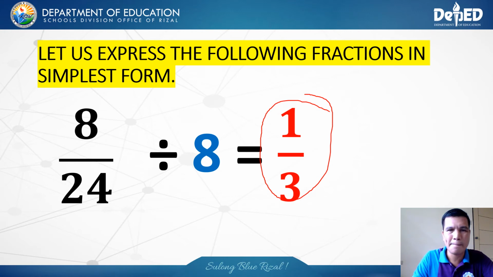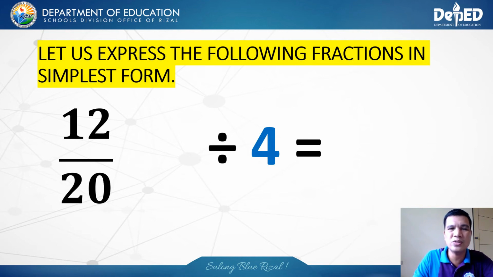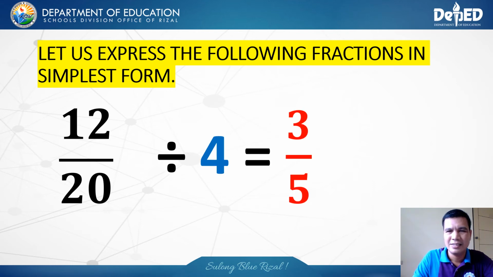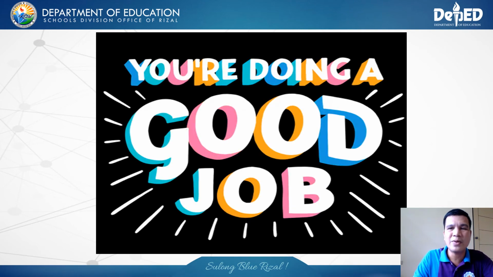Next, let us proceed. 12/20. Express it in lowest term. Okay, may nakakakuha na. Very good. So the GCF will be 4. That is the GCF and we are going to divide 4 both in numerator and denominator. 12 divided by 4, what is the answer? Yes. And 20 divided by 4, the answer is? And you're correct. Our answer is 3/5. You're doing a good job. That's all for the proper fraction.